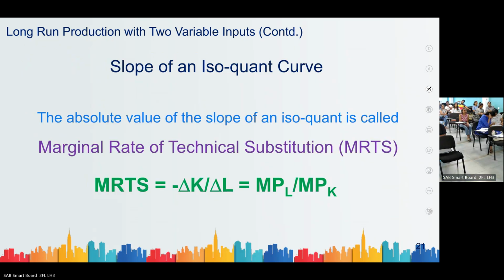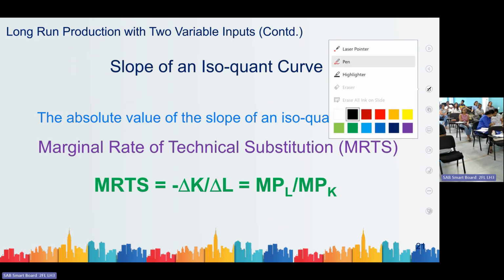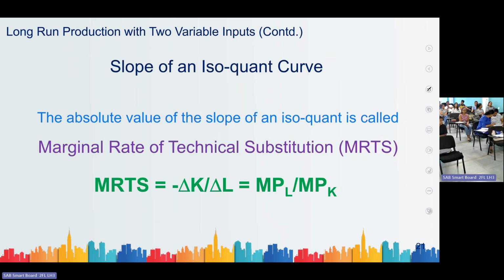Okay. Slope of an isoquant curve. The absolute value of the slope of an isoquant curve is the marginal rate of technical substitution. Yes, slope is always negative. Slope of an isoquant curve is always negative. The absolute value, without considering the negative sign, is the marginal rate of technical substitution.